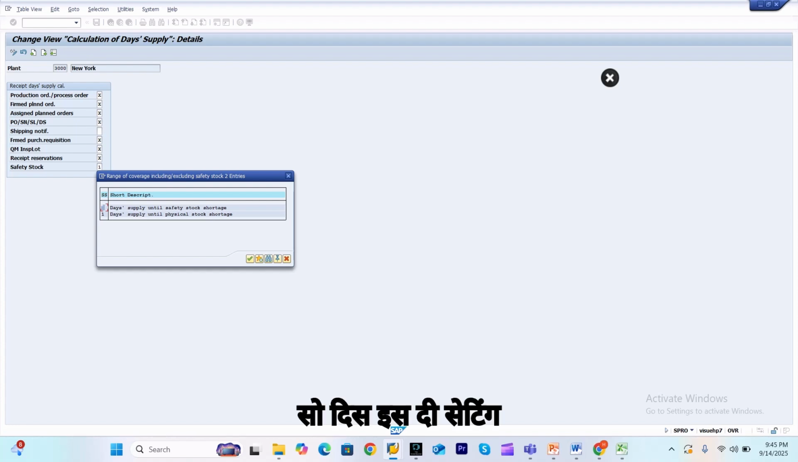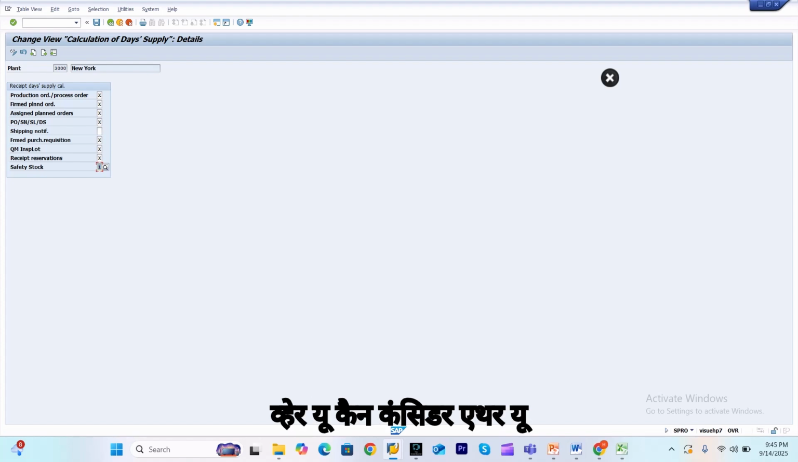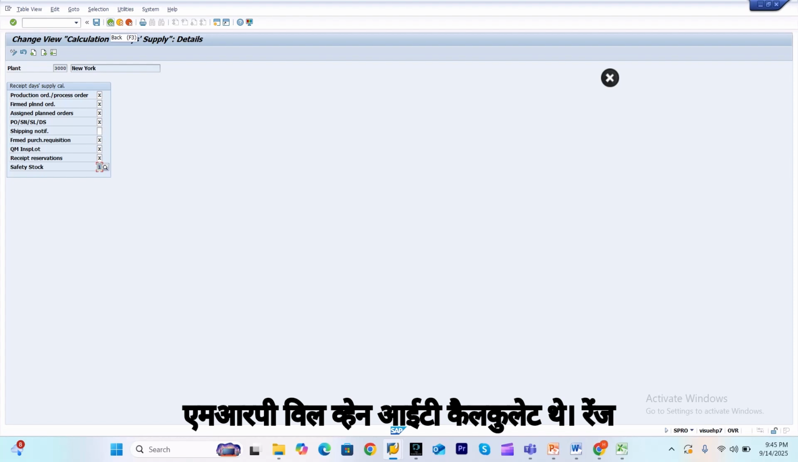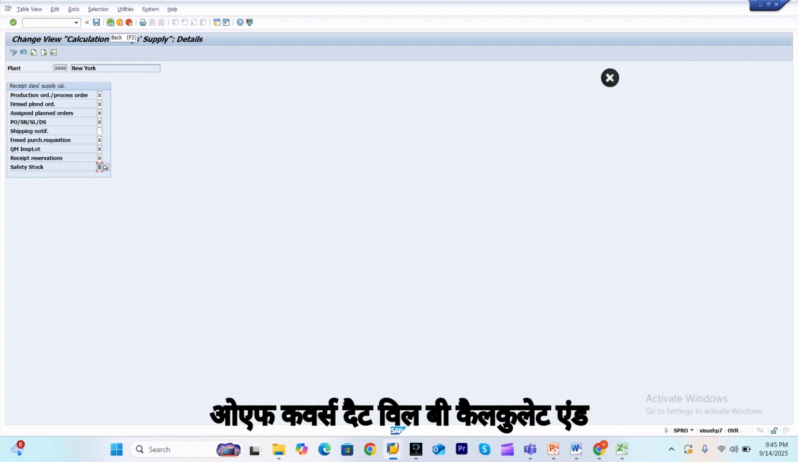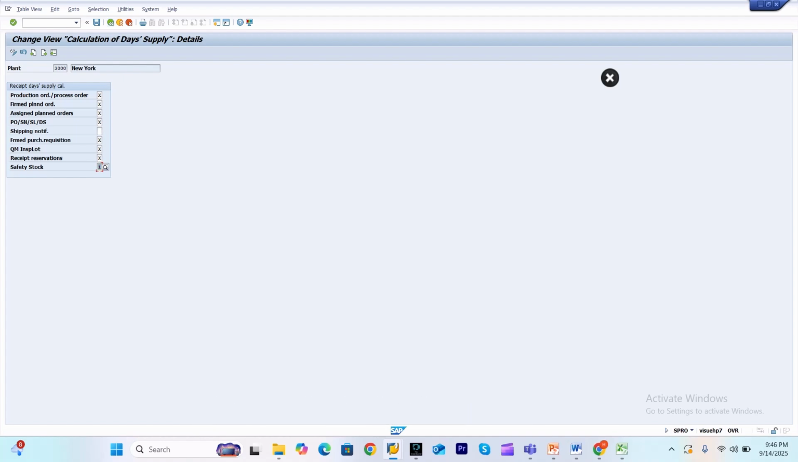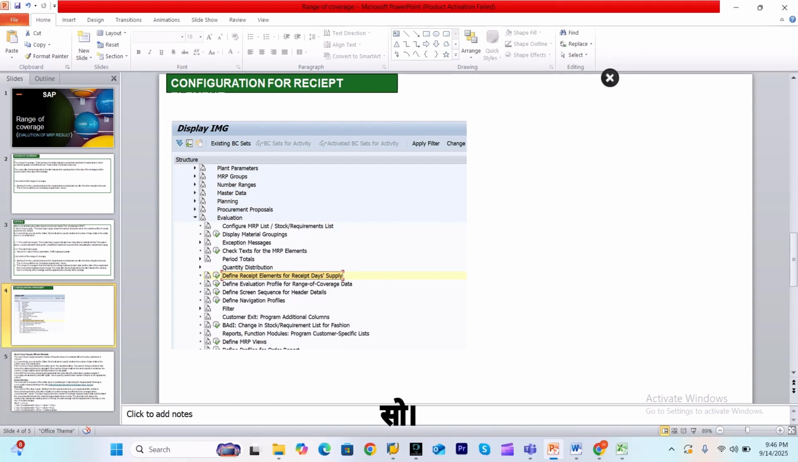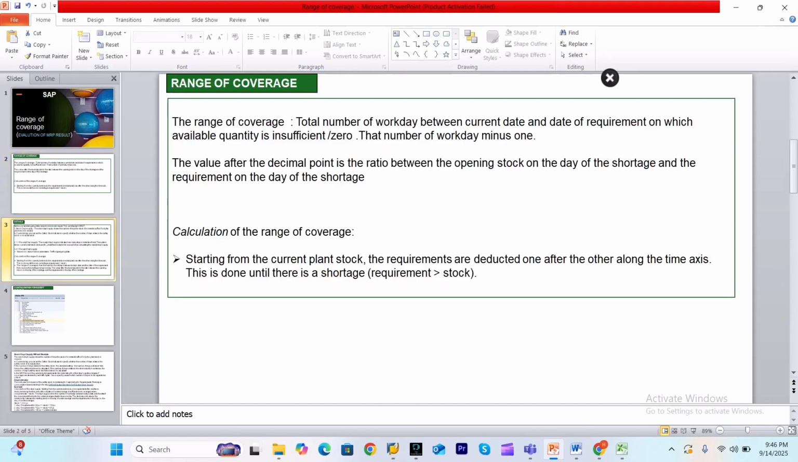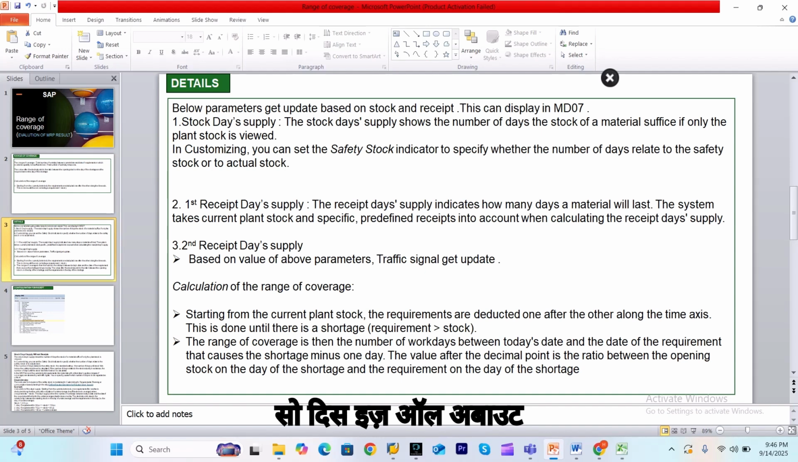Okay, so this is the setting where you can consider how to treat huge receipts and the safety stock. Accordingly, when MRP calculates the range of covers, it will consider all these receipts. So this is all about the range of covers and the stock day supply, first receipt day supply, second receipt day supply.